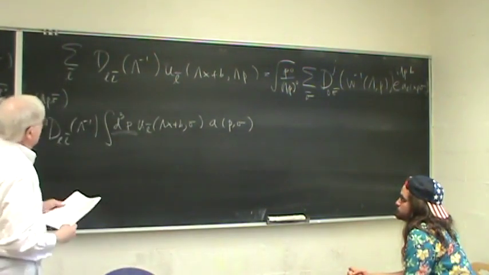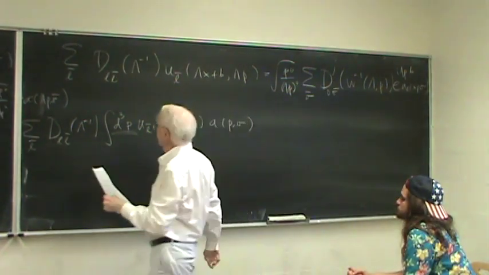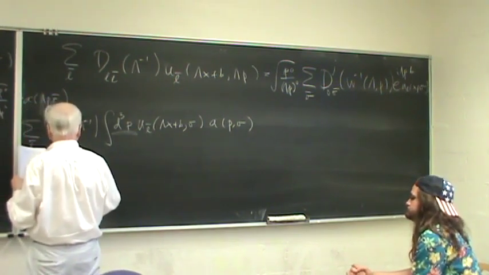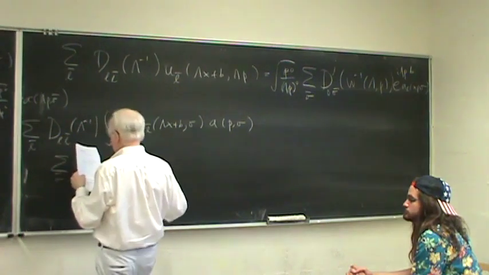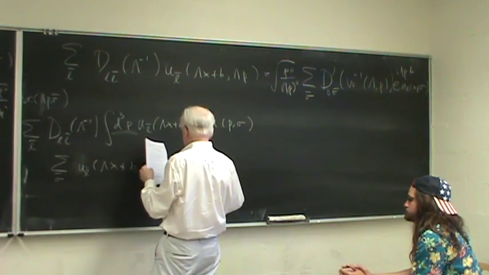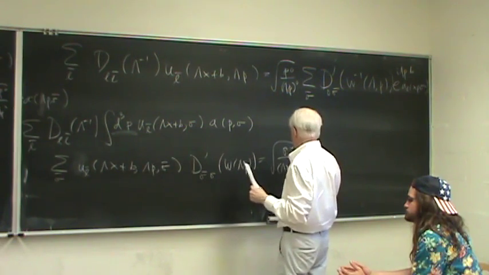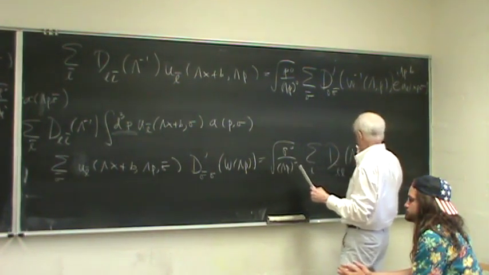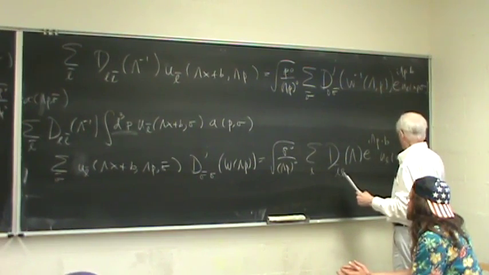And now what he does is he multiplies both sides by a D of J and gets another equation equivalent to this. So let me just write that down. Sum over sigma bar, U_L bar of lambda x plus b, lambda p, and sigma bar D_J of sigma bar sigma of W of lambda p is square root p zero over lambda p zero, sum on l, D_L bar L of lambda, e to the i lambda p dot b, U_L of x, p and sigma.